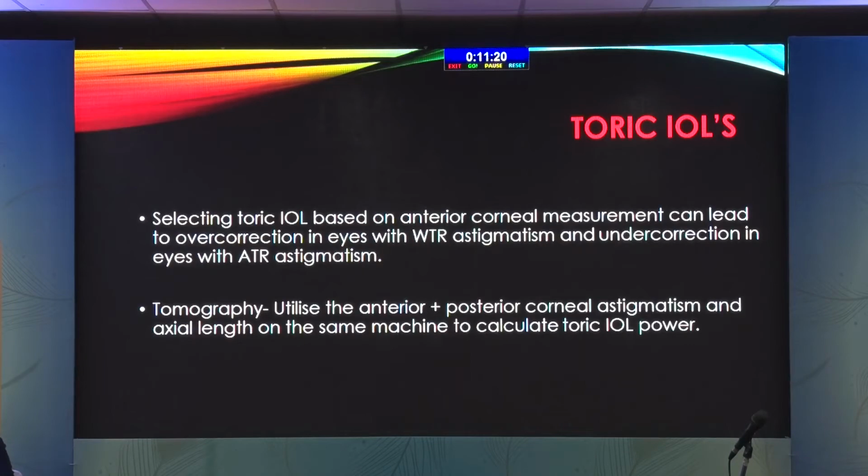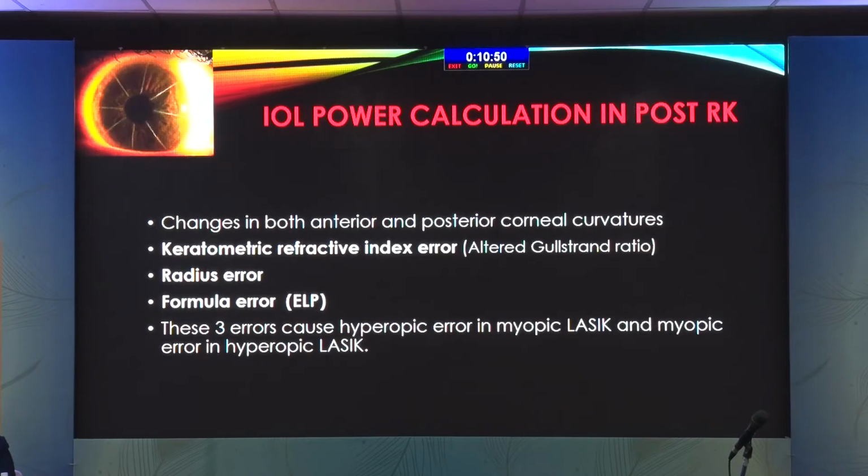which we will have to face with IOL power calculation after they develop cataract. The use of topography is also very useful in toric IOL because before, we know that only the anterior part of the corneal topography, that is the placido-based discs, were taken. Then we realized that there is overcorrection of eyes with with-the-rule astigmatism, and a lot of undercorrection of eyes with against-the-rule astigmatism. So we have to utilize both the anterior and posterior corneal astigmatism with the axial length on the same machine to calculate toric IOL power.